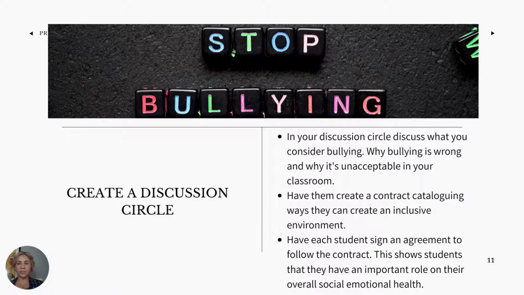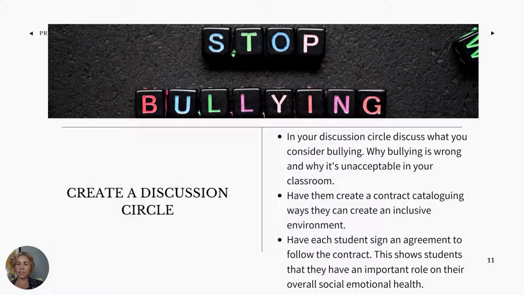Setting expectations is important in creating a safe classroom environment. Every day, we want students to feel that they're going into a safe environment where they are valued by the teacher and their classmates. To do that, you have to establish a culture of empathy.